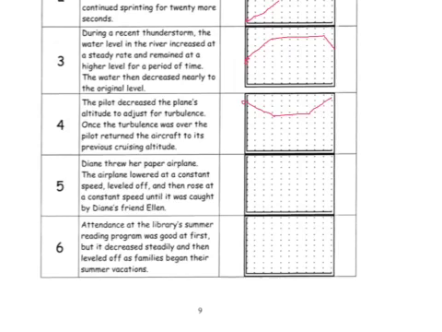Okay, number 5, Diane threw her paper airplane. The airplane lowered at a constant speed, leveled off, and then rose at a constant speed until it was caught by Diane's friend Ellen. So for our x-axis, we will have time, and our y-axis will be the height of the plane. So she threw it from some point, not the ground, so we're going to start here, and it says her airplane lowered at a constant speed, so it's lowering. Leveled off means it's not going up or down, and then it rose at a constant speed until it was caught.